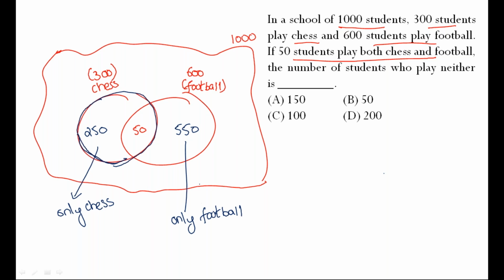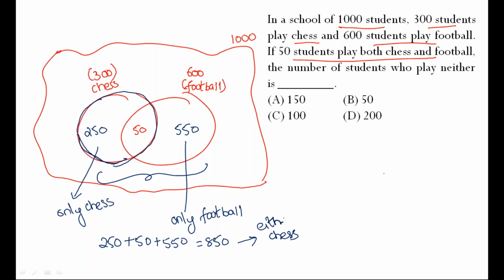550 is only football. 250 is this. Now, if you want to find this entire area, 250 plus 50 plus 550 is the total area, which is nothing but 850. So this 850 is the number of students who play either chess or football or both.